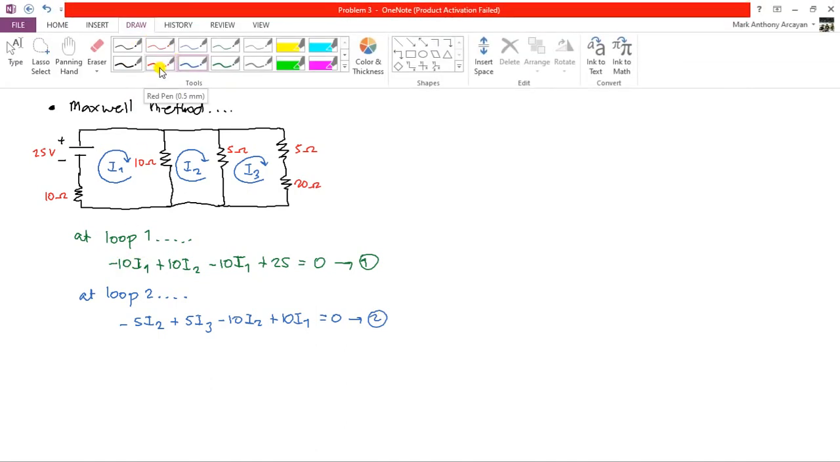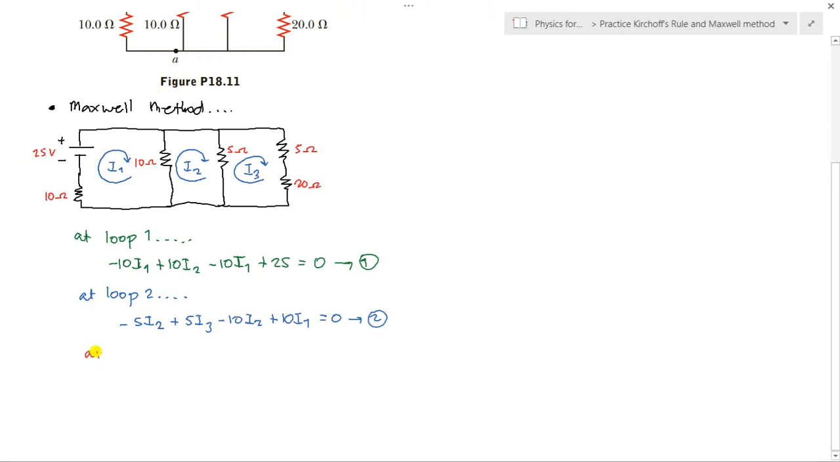Next, let's go to loop 3. So at loop 3, here I3 is the direction we follow. We have 3 resistors here, the 5 ohm and the 20 ohm on the left and 5 ohm on the right. Let's start with the 5 ohm resistor on the left. So I3 passes through there, a voltage drop, so negative 5 I3.